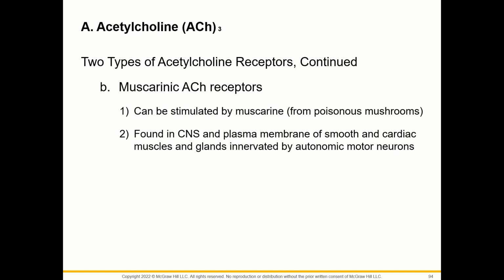Then we have muscarinic. These can be stimulated by muscarine, which is a poison from mushrooms, and they are found in the central nervous system in the plasma membrane of smooth and cardiac muscles and glands innervated by autonomic motor neurons.